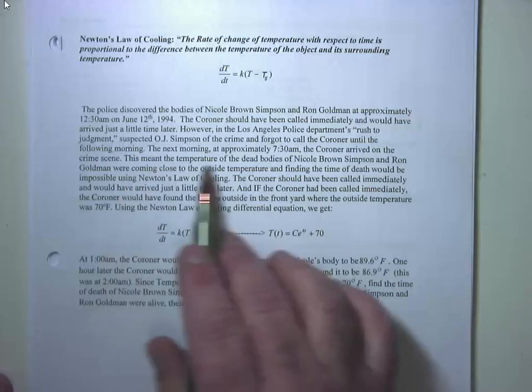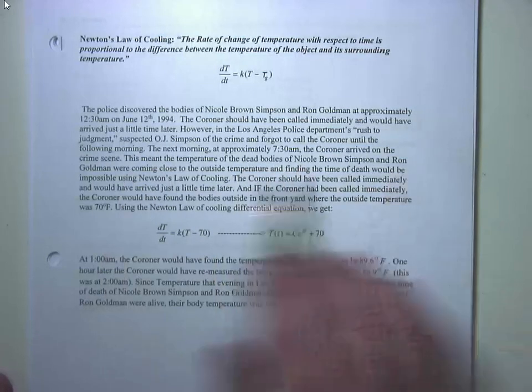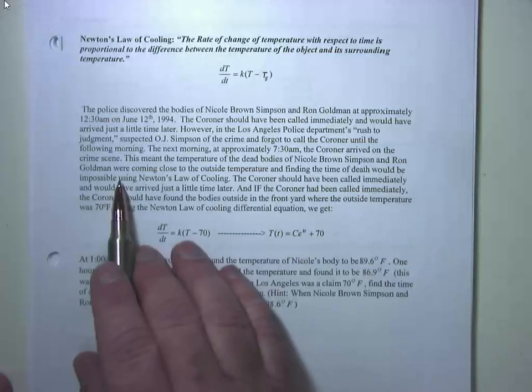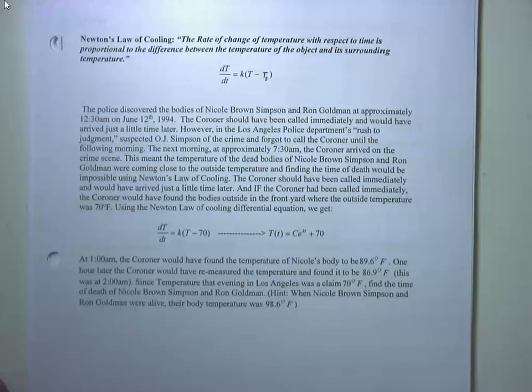This meant the temperatures of the bodies of Nicole Brown Simpson and Ron Goldman were coming close to the outside temperature, and finding the time of death would be impossible using Newton's law of cooling because of that dip. Now they're warming up. You can't go back down and then warm back up again and be able to project back to the time of death. You've got to get it on the downward trend or the upward trend, depending on if you're heating up or cooling down. But once you go over the hump, mathematically, it's impossible.